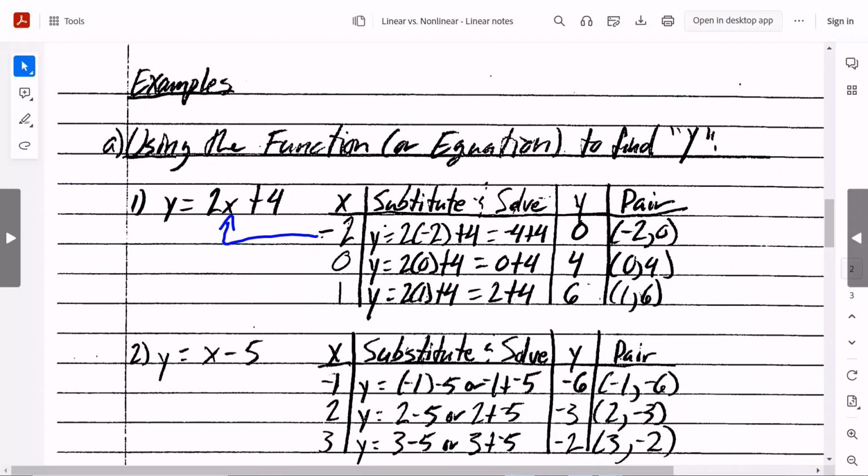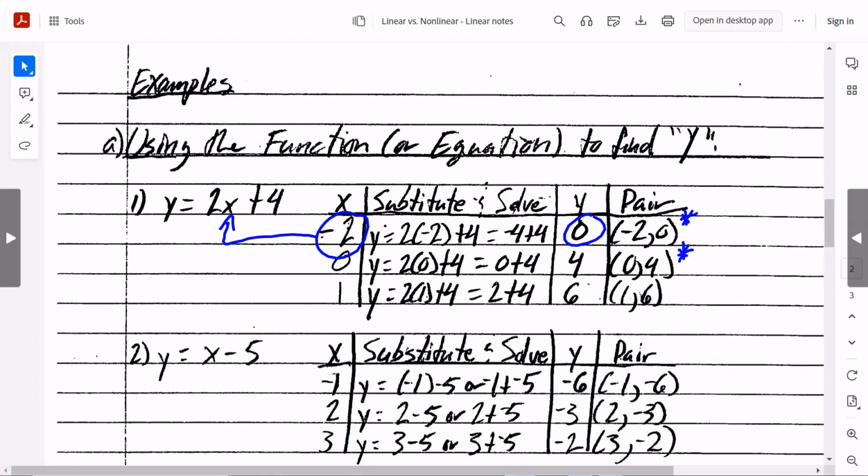So 2 times negative 2 plus 4, now it's just order of operations. Multiply, add, and then you get 0 for your y. So then, if you've got this x, this y, that makes your ordered pair: negative 2, 0. Now, this and this are special ordered pairs because they have zeros in them.